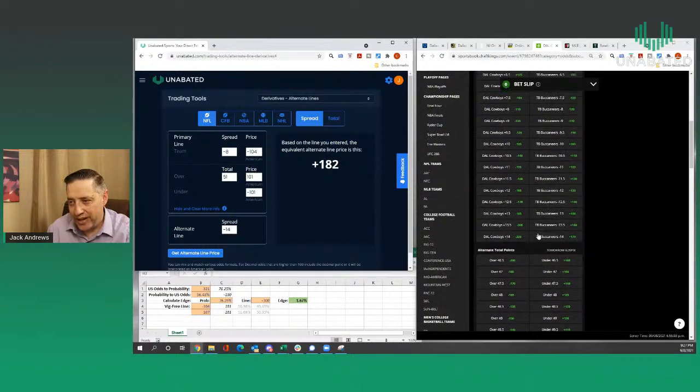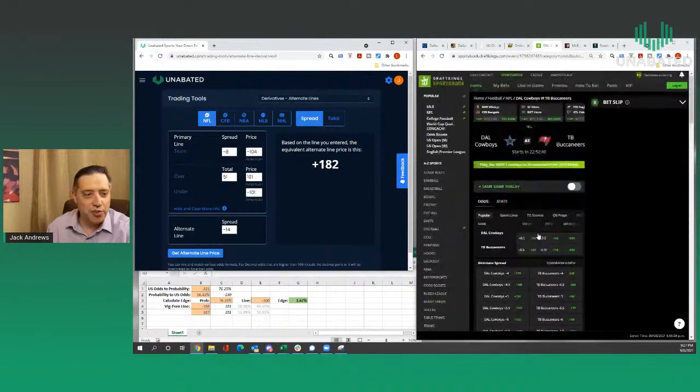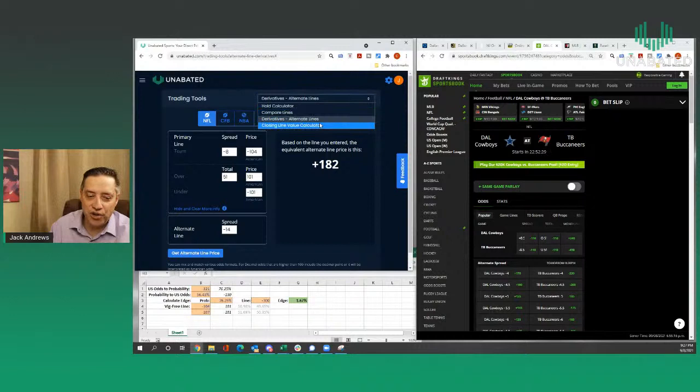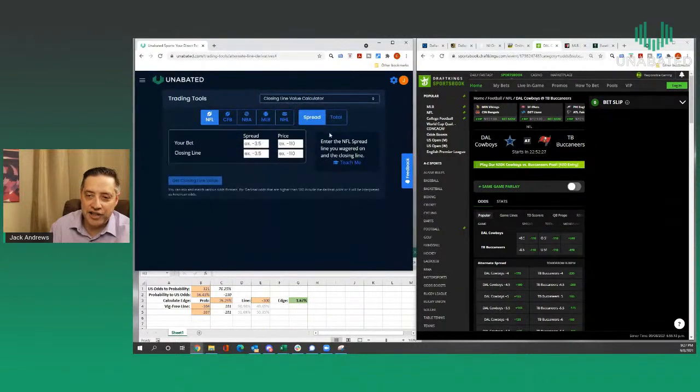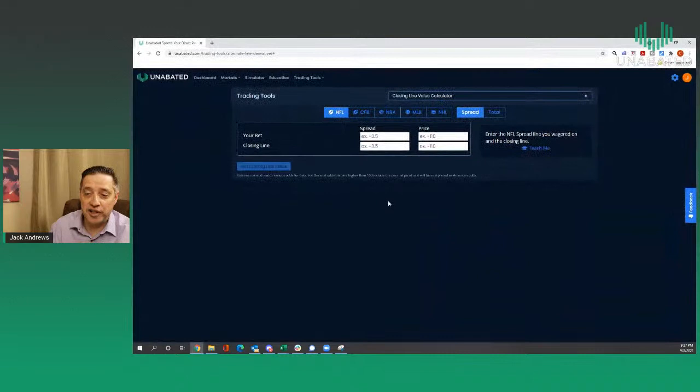So, yeah, I don't want to belabor this point of going through these one by one over and over. I think you get the gist of how it works. There was one other tool here that I didn't show earlier, and that is the closing line value calculator. And the reason this is valuable is it works across multiple points.